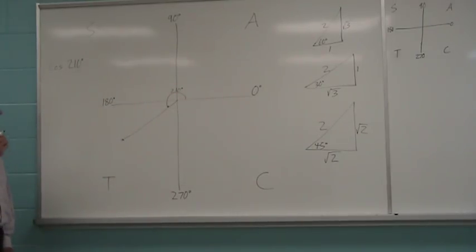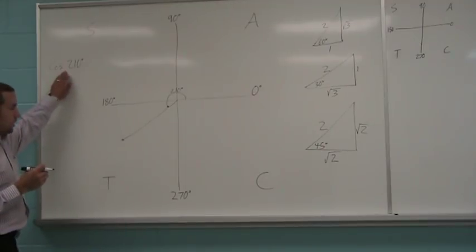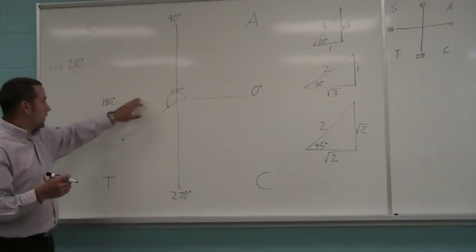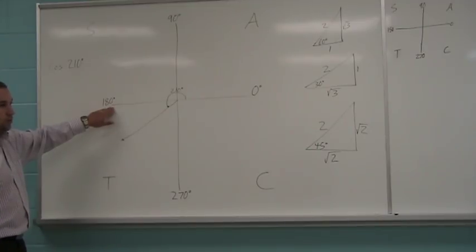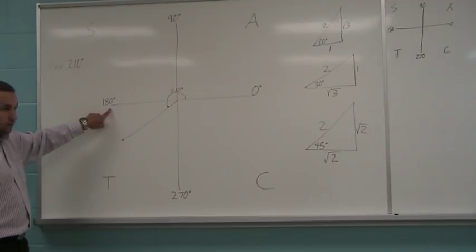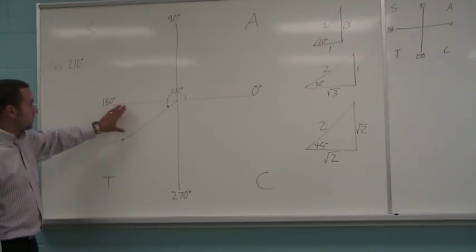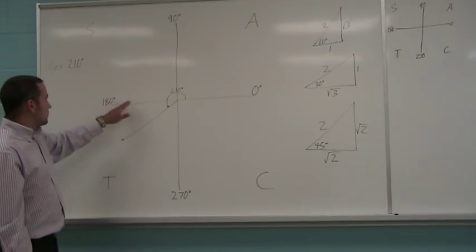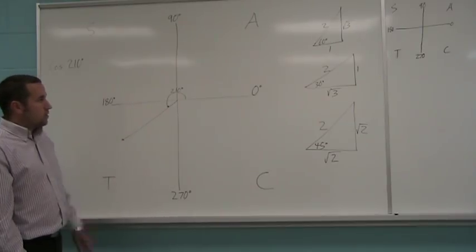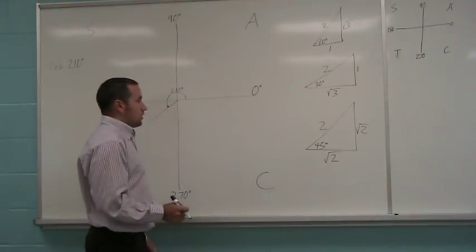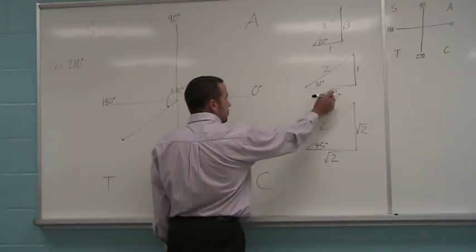Now to get the cos of 210, I make a reference to the 180 degree line here. So 210 degrees is 30 away from 180. Again, I'm referencing it to the 180 degree line. So really what I'm looking at is the same value as the cos of 30 degrees. So the cos of 30 degrees is square root 3 over 2.